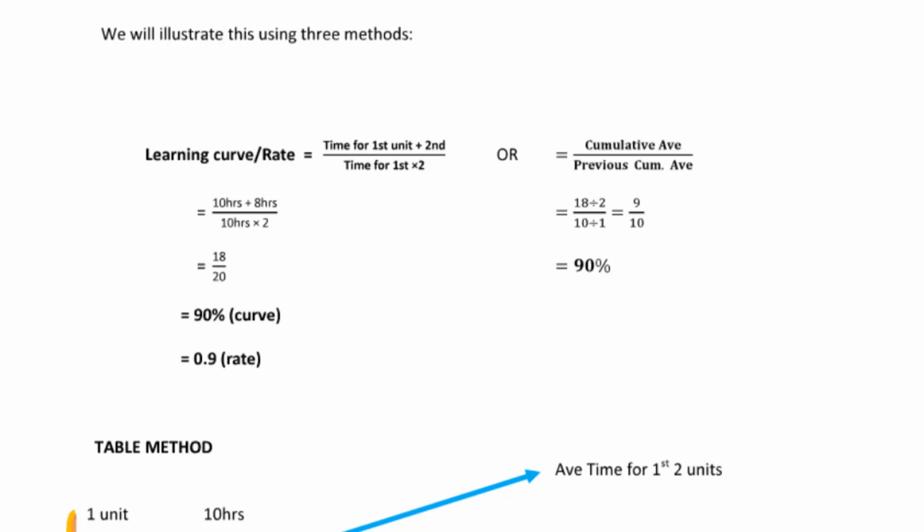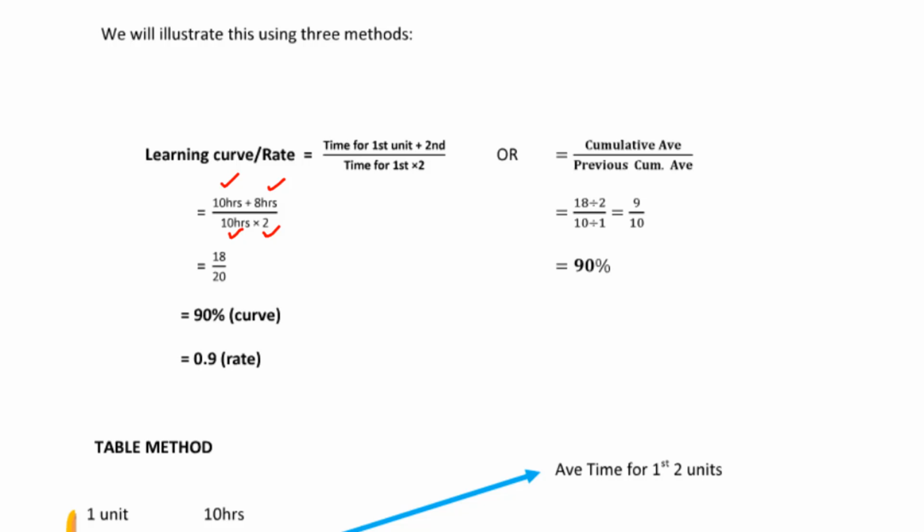Okay, so what we do in the first example is we take the time for the first unit and we add to that the time for the second, and we divide that by the time for the first multiplied by 2. Okay, so according to our information, it took us 10 hours to produce the first unit. So there's my 10 hours. And it took us 8 hours to produce the second unit. We divide that by the time for the first, which is 10, and we multiply that by a constant of 2. Okay, now you'll see where the 2 actually really fits in. Okay, it's just an inverted formula. Right, so therefore 18 over 20 is equal to 90%, or 0,9.